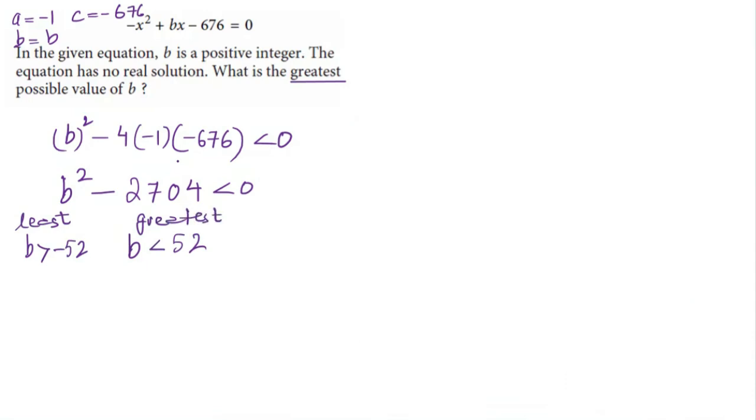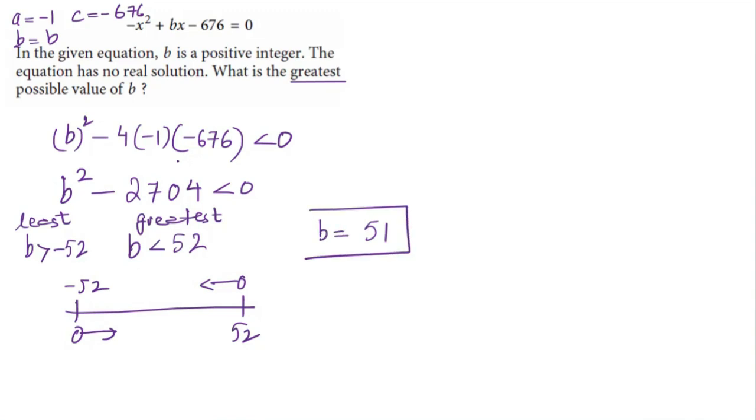So if this is the solution set, like below 52 and above minus 52, what's the maximum value you come across if you go down from 52? So 51 is the largest possible value of B. I hope you understand this problem.